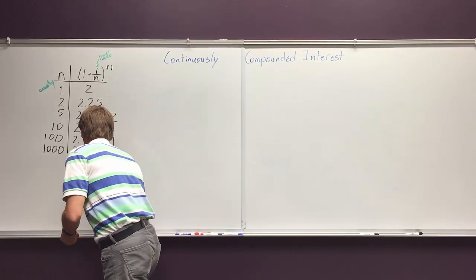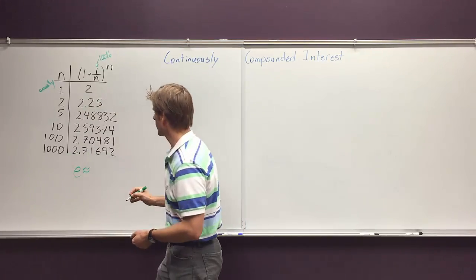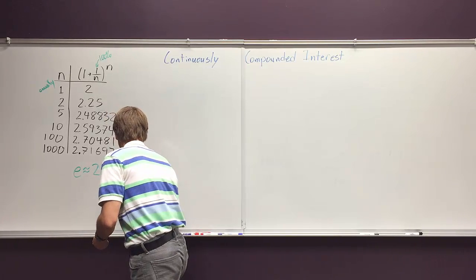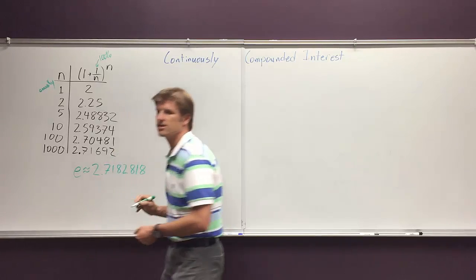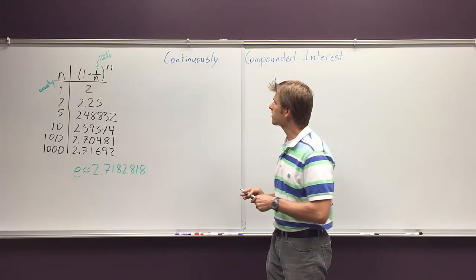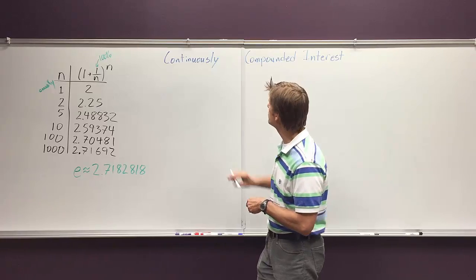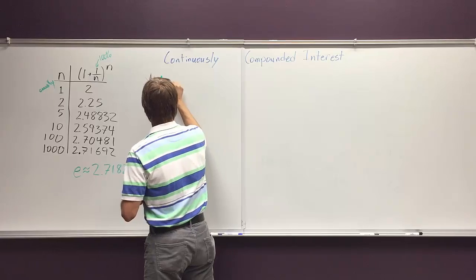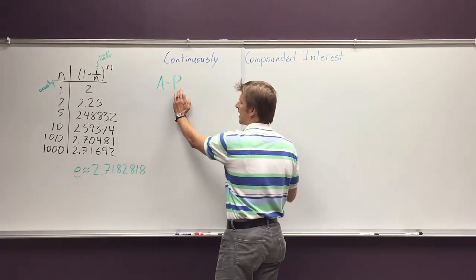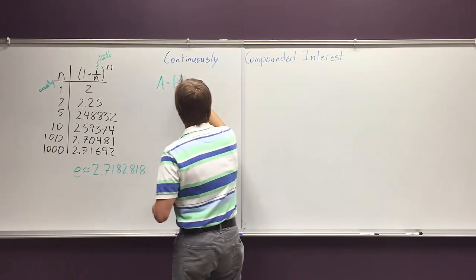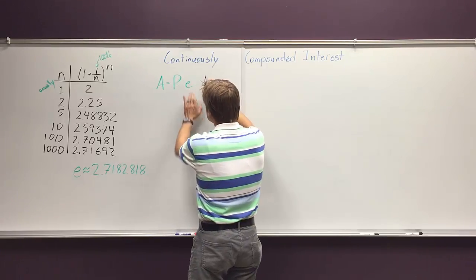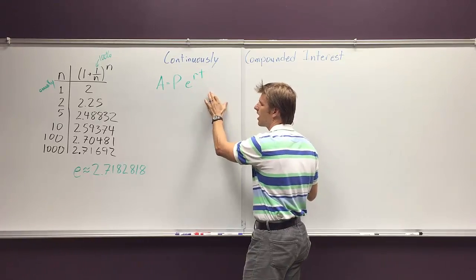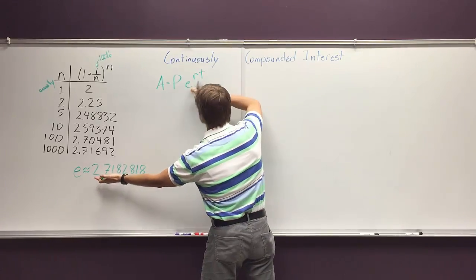Well, this gives rise to a very important number in mathematics. It's called e, or Euler's number. That's 2.7182818. And that number is the number that is used in the continuously compounded interest formula. It's similar to the other formula. The amount is calculated in terms of the principal, but now we have e to the rt. Both the rate and the time are in the exponent, and this e is not a variable.